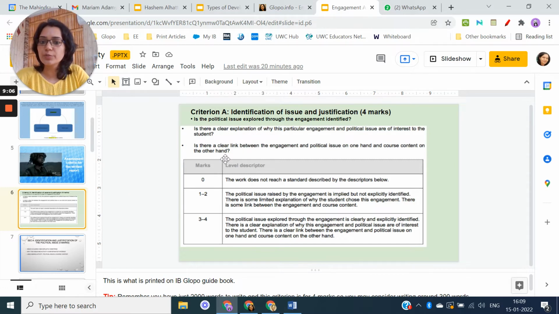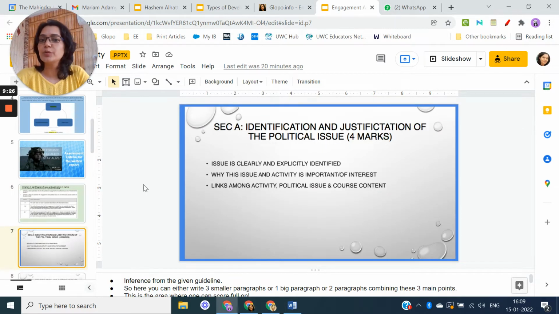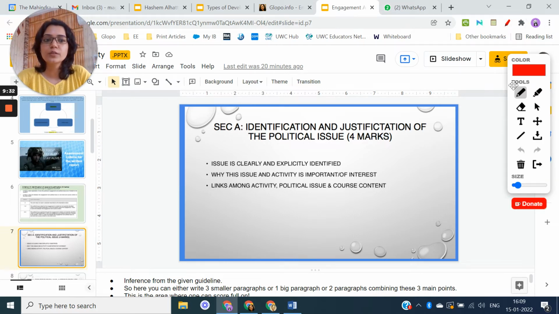Just have a look, pause over here and read what this is asking you. Is the political issue explored through the engagement identified? Is there a clear explanation of why this particular engagement and political issue are of interest to the student? Hold on, in case you feel this is complicated language, because I have simplified it in a later slide. Here you go. Identification and justification of the political issue.